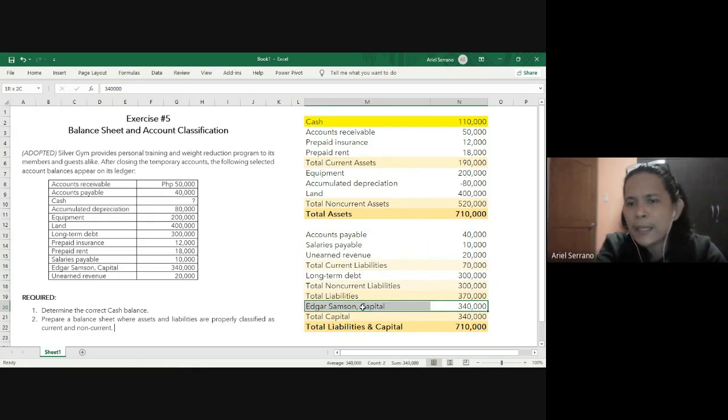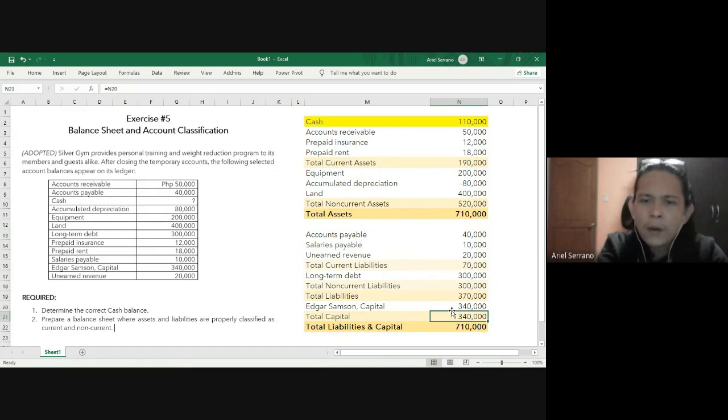Only the capital account. Our assumption here is that we have already performed, actually this is not an assumption, it is given in the problem, the closing of the temporary accounts. So this is the adjusted ending capital balance, 340,000. Now, in the bottom area, you see that it is presented downwards, right?